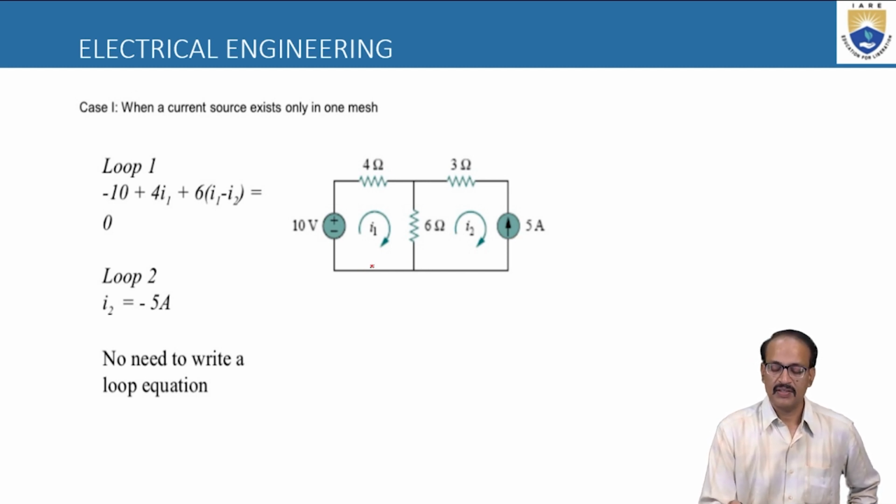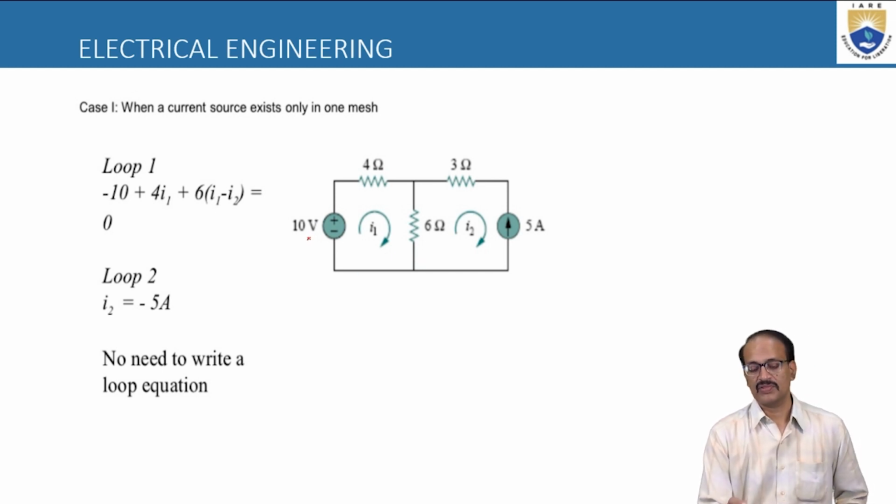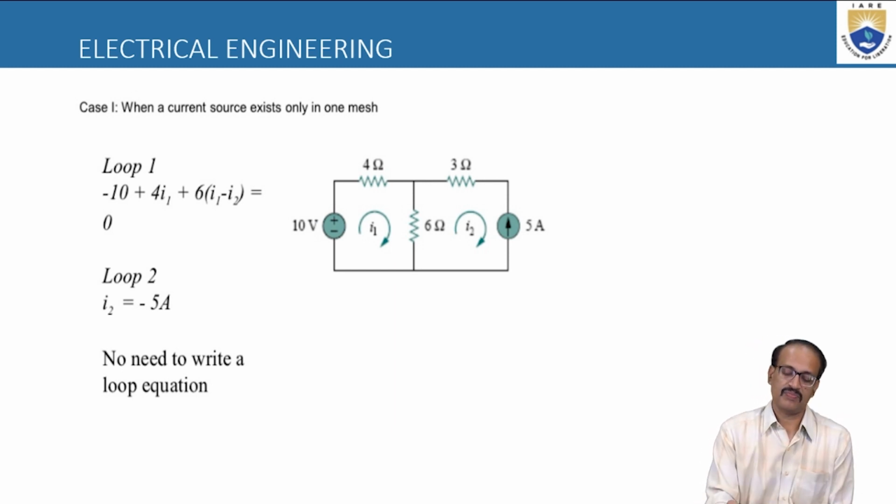So first we will go for the first loop. Here the clockwise direction again, minus 10. Clockwise direction, if I observe, minus is there, so I will get minus 10 plus 4 I1. We have to imagine the current in the first loop as I1 and in the second loop as I2. So that is 4 I1 plus 6 into, this is common for both the loops, so I have written 6 into (I1 minus I2) is equal to 0. That is the first mesh, the first equation.